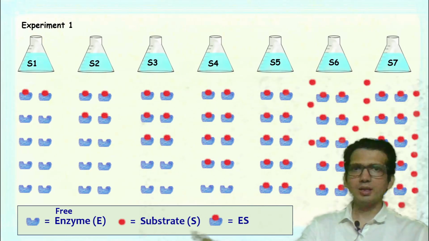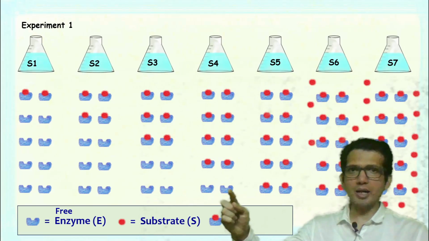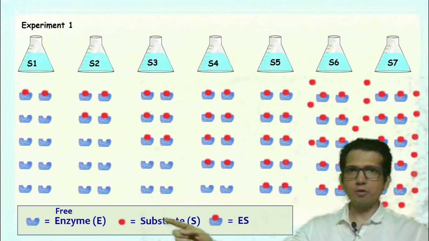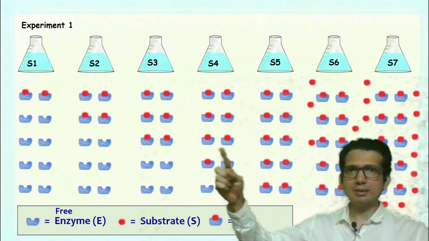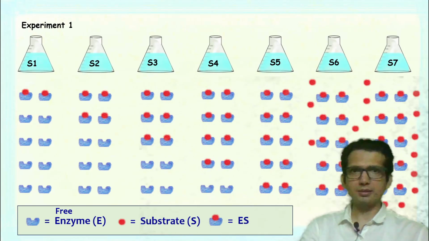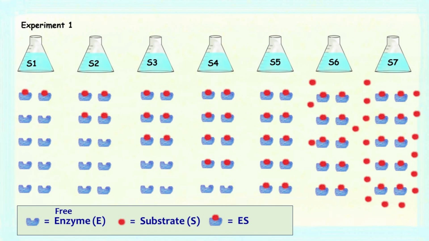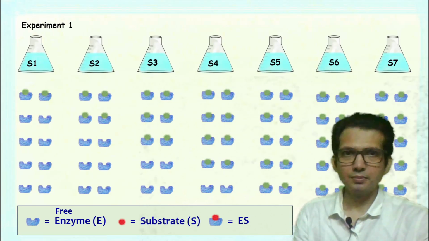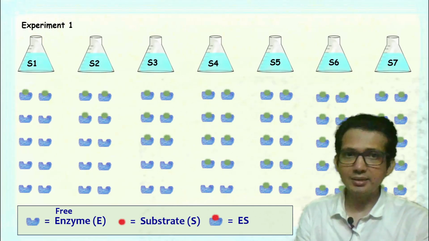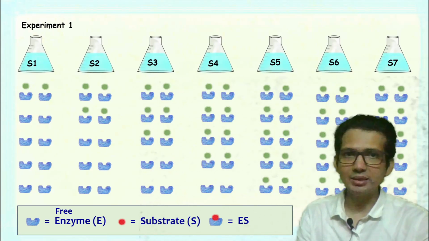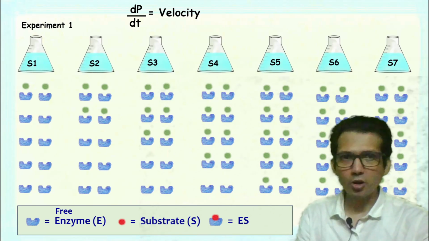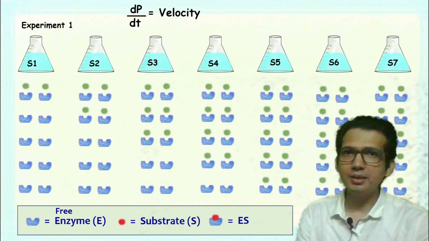So in this figure, this is the free enzyme, the red dot represents the substrate, and this one over here represents the enzyme substrate complex. As the given reaction proceeds, the substrate gets converted into product and the product is released. The amount of product formed per unit time is called the velocity of the reaction.